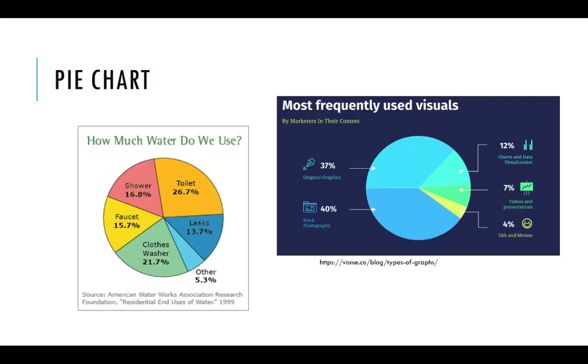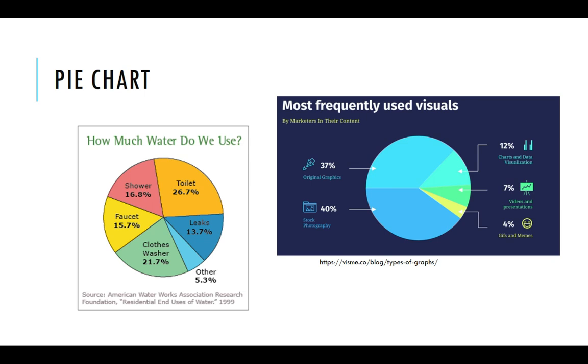Now, I know you're familiar with some basic visualization tools. For example, pie charts. We have been working with pie charts forever, right? So here's some sample pie charts. On the left, how much water do we use? Where we're dividing it out, and of course, it should be equal to 100%.